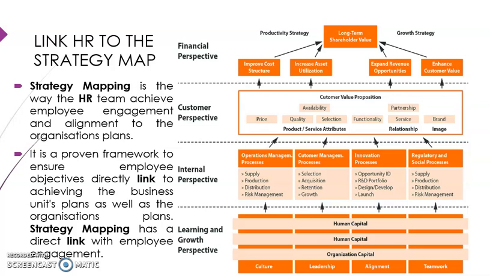Another one is link HR to the strategic map. A map is a diagrammatical representation. In this representation you will see the financial perspective, customer perspective, internal perspective, and another one is the learning and growth perspective. Based on this you will have a map, a productivity and growth strategy, and you have to link your HR to this map. So based on the requirements, the customer value, the internal strength of the organization, the human resource and the capital, and the culture, leadership, alignment and teamwork, your strategy is linked to your HR.